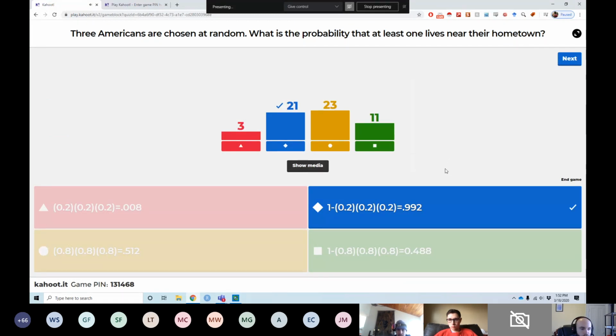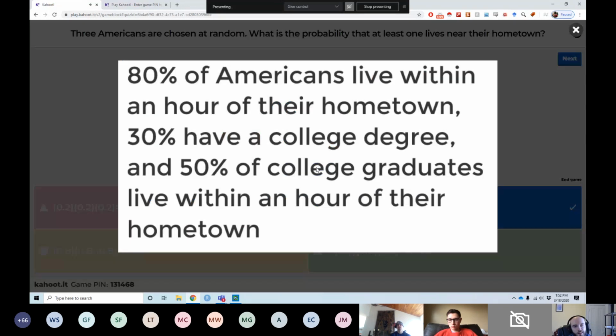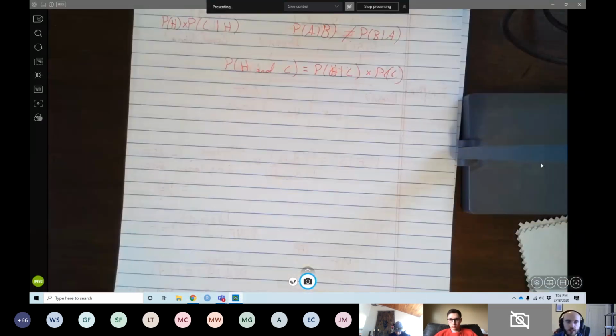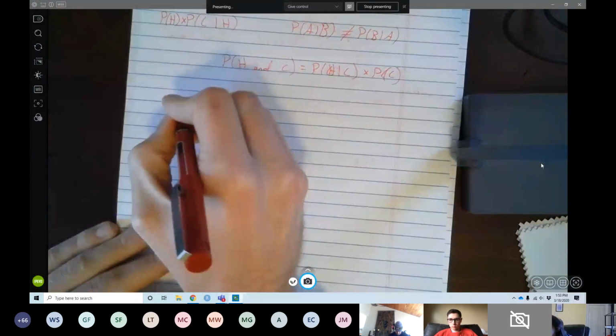Okay, so the "at least one" part is what people tend to get confused about. So we know that if you just pick an American at random, there's an 80% chance they live within an hour of their hometown. So if I want at least one of them to live close to the hometown, what that means is if you see the words "at least one," usually it's easier to find the probability of none.